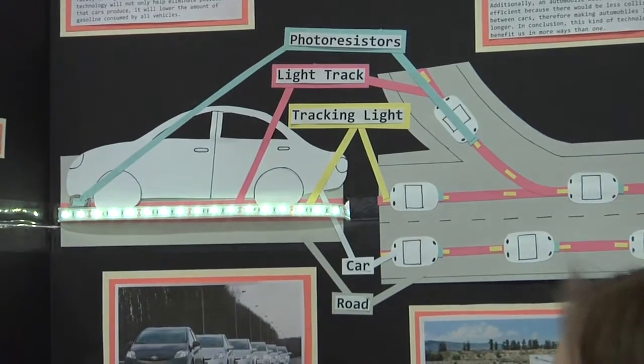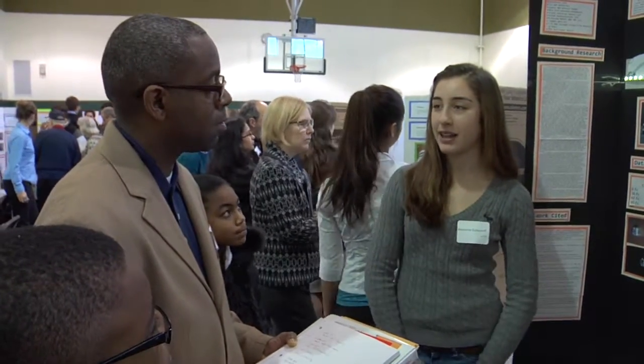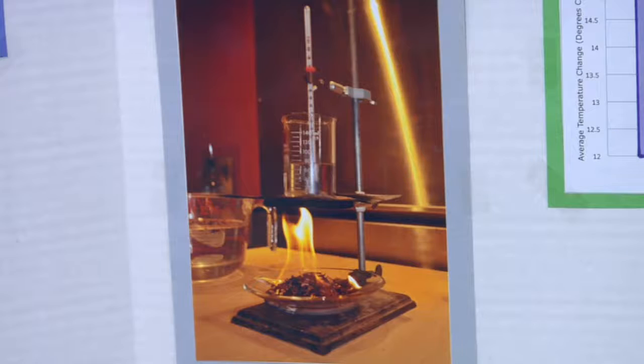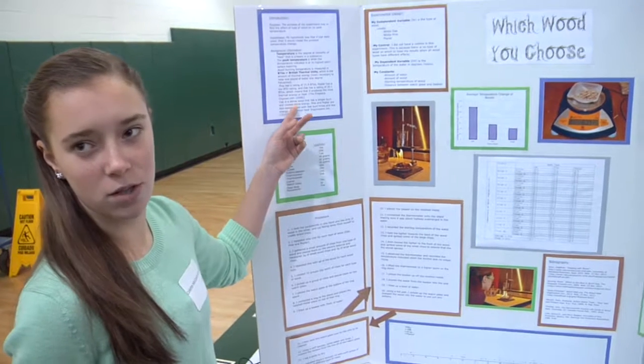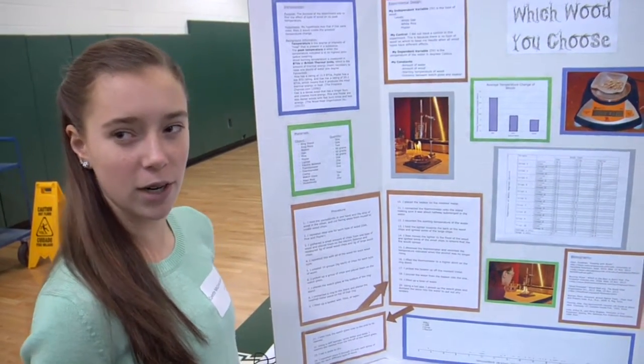You're reducing the pollution by using this method. It also would decrease the traffic congestion because the cars would be back to back. Oak created the greatest temperature change out of all 3 of the woods, and it has a higher BTU rating, which is the amount of thermal energy needed to raise 1 pound of water 1 degree Fahrenheit.